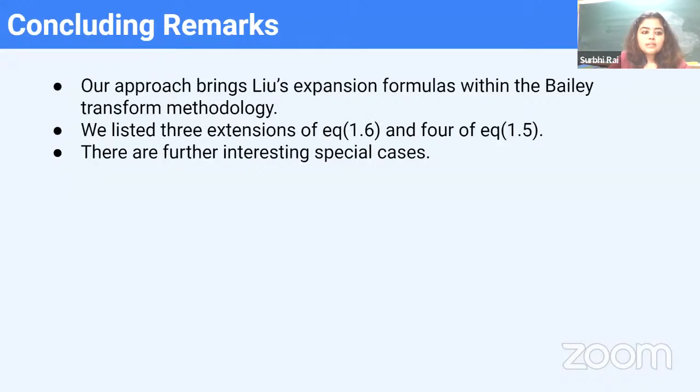In this paper, we have seen several multiple series extensions of the general results of Wang and Ma, which in turn extend Liu's useful expansion formulas. As we saw, the approach which we used to formulate our central idea brought Liu's expansion formulas within the methodology of Bailey transform matrices. We listed 3 extensions of the second result of Wang and Ma and 4 of the first result of Wang and Ma. Our extensions contain several 6v5 summation theorems over root systems.